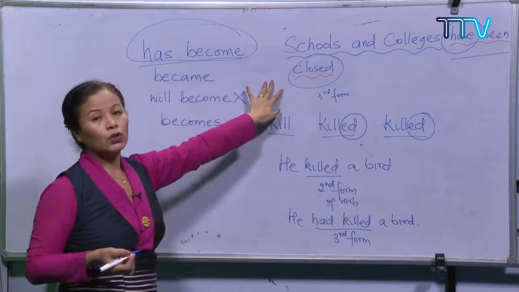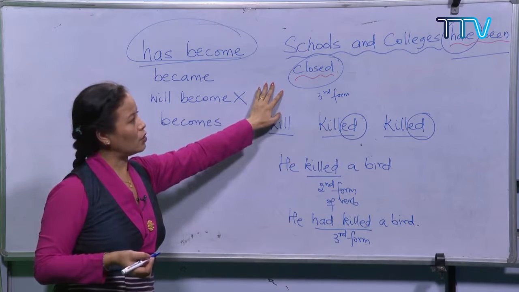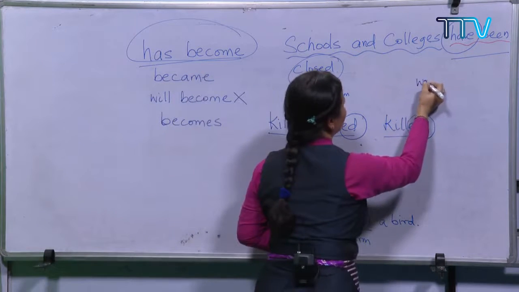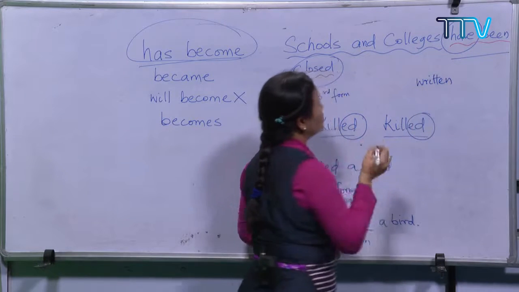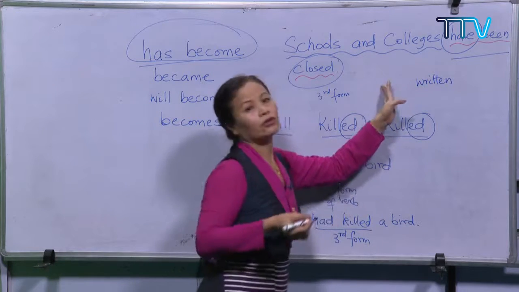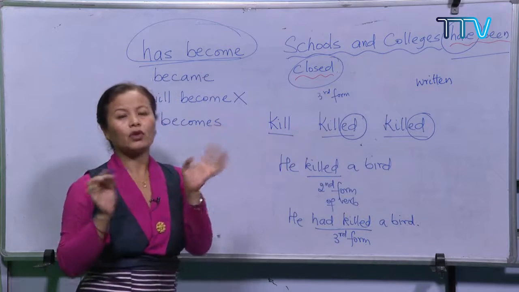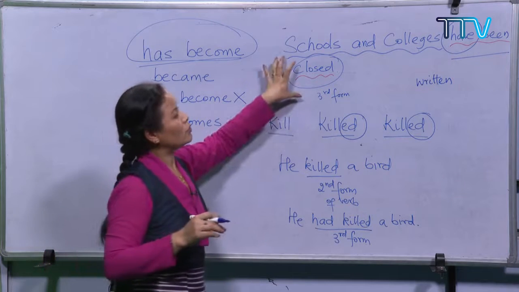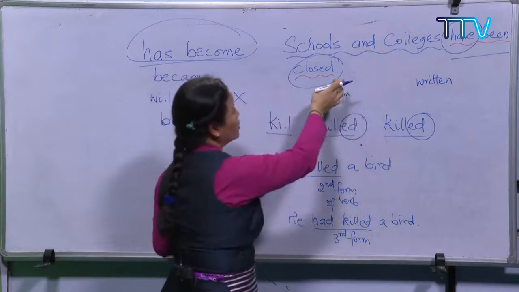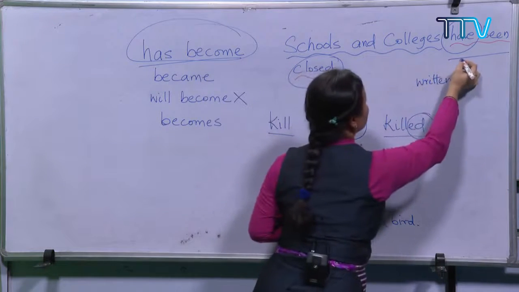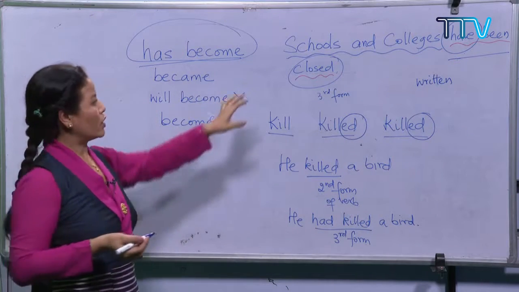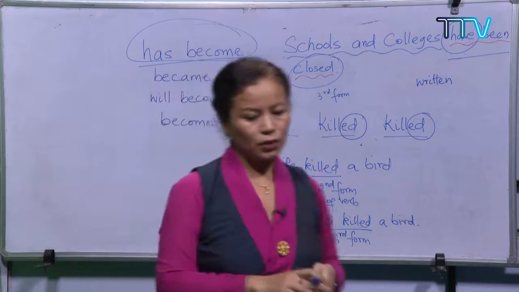Close, closed, closed. Sometimes we find the third form of the verb written differently, like, if you remember, written. We don't have the ed: write, wrote, written. So these are irregular verbs that do not follow a specific pattern. Sorry, I'm just going out of the point. Here I want to stress on this: schools and colleges have been closed because of the coronavirus, right? Next, I'll look at another one.